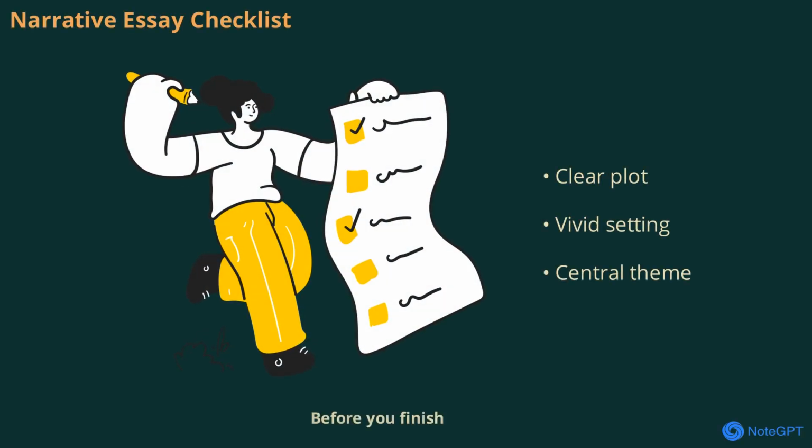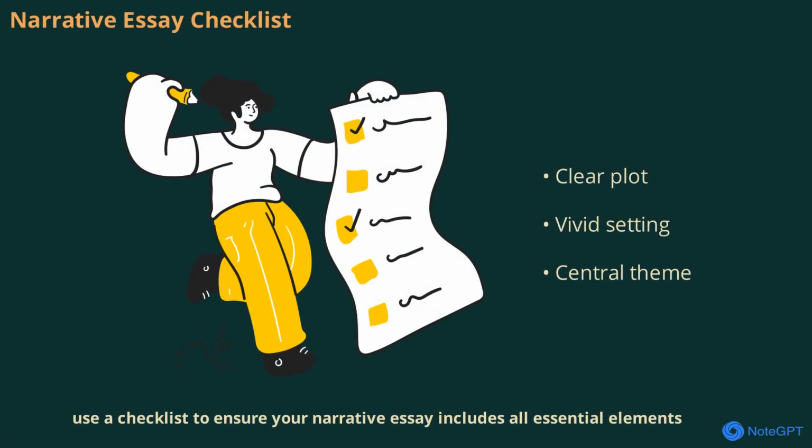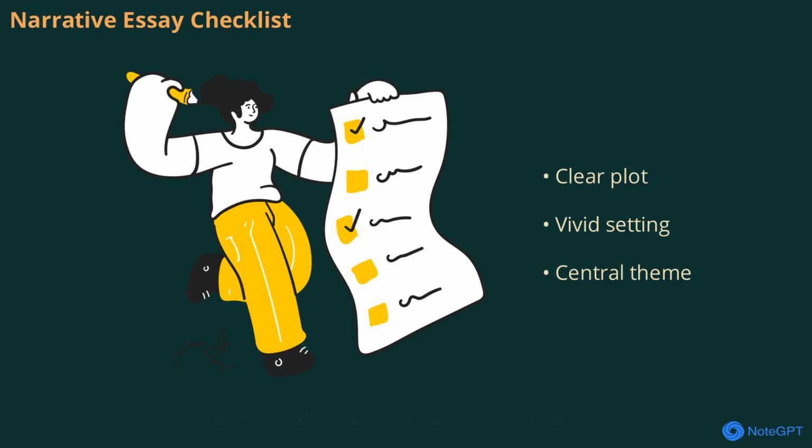Before you finish, use a checklist to ensure your narrative essay includes all essential elements: a clear plot, vivid setting, well-developed characters, a central theme, and thoughtful reflection. Check for coherence, clarity, and proper formatting. A comprehensive checklist helps you catch any missing pieces and produce your best work.